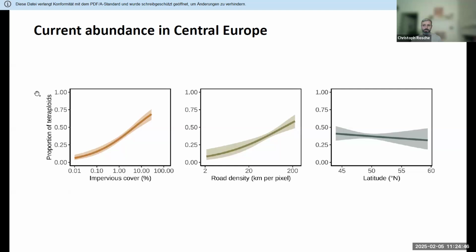Here you see the current spread is strongly linked to impervious cover. So the more concrete per grid cell, so the more asphalted an area is, the more frequent we find tetraploids. Additionally, the greater the road density within a grid cell, the more tetraploids can be found, and then latitude has a slightly negative effect, meaning the tetraploids become less common further north.